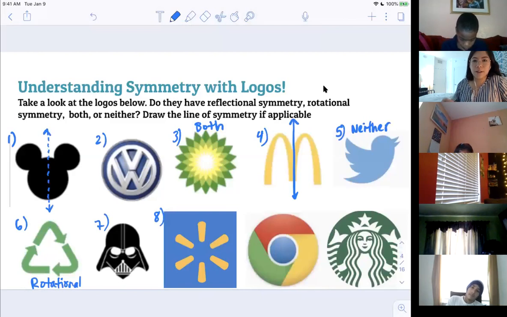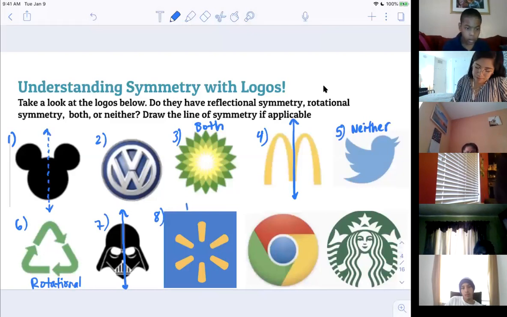All right, number 7, Perla. Darth Vader. Say that again? Reflectional. Reflectional, for sure. We can cut him in half. I want to go to Walmart. And Samaj for Walmart. Both. Actually, no. I want to go to Starbucks. All right, Walmart has both, because you can definitely cut it in half a few different ways, and you can also turn it.